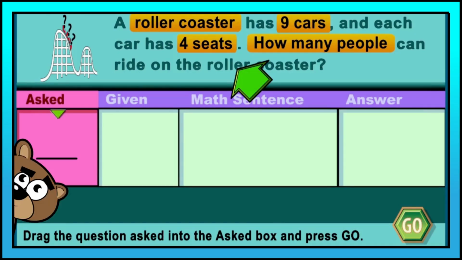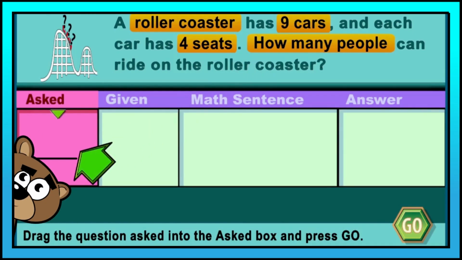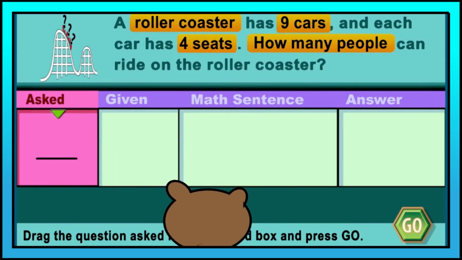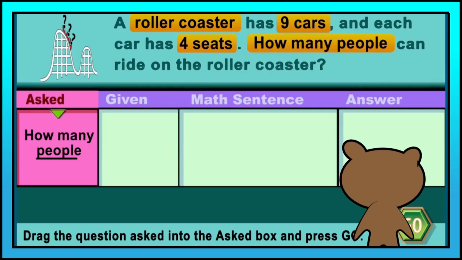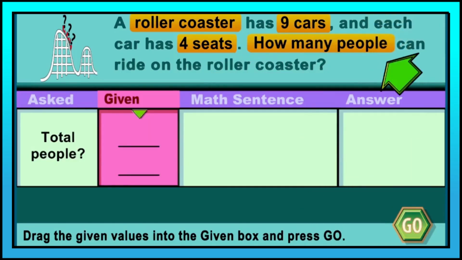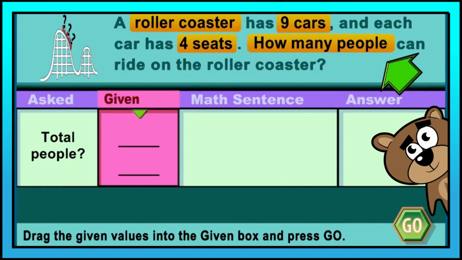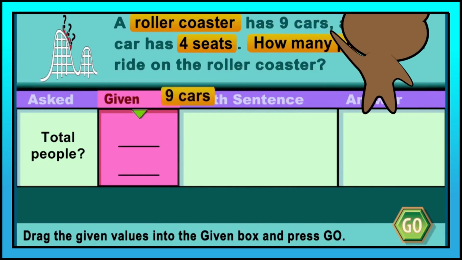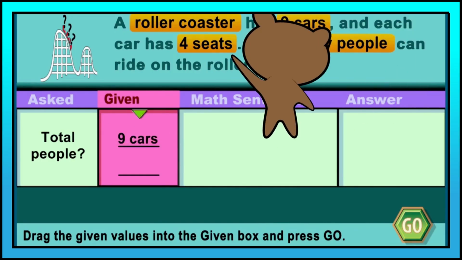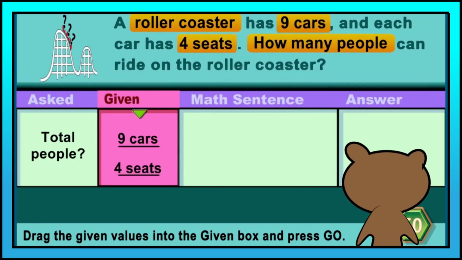First, find out what is asked. The question. Drag the question into the asked box in the table and press go. I got it! That's it. Now, move any values that are given to you in the problem into the given box and press go. First this one, then this one. Yeah, this looks right.